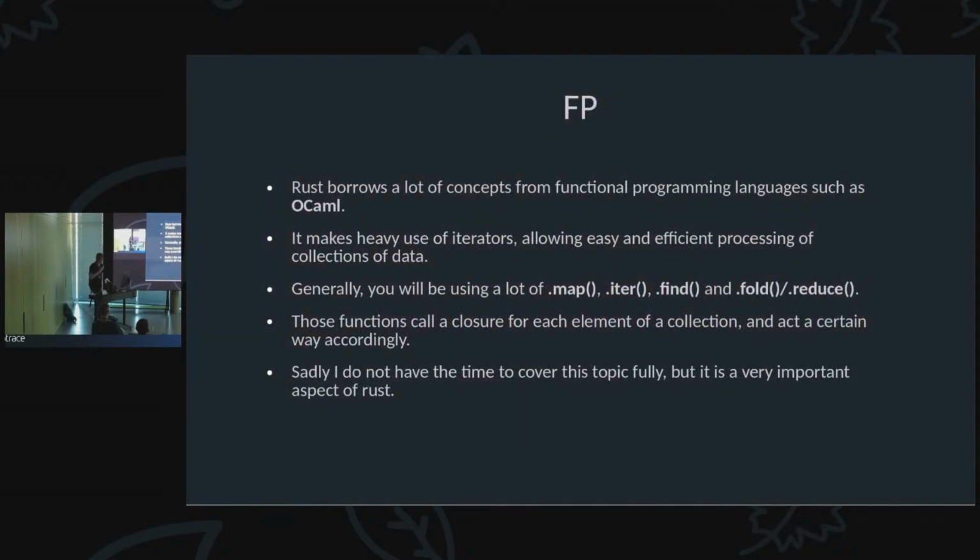Then functional programming. Rust borrows a lot of concepts from languages like OCaml. It makes heavy use of iterators, making it easy and efficient to operate on collections of data. Usually these are functions that call a closure for every element in a collection and do a certain thing, which you might be familiar with from other languages. I'm sure this is not unique to OCaml or Rust.